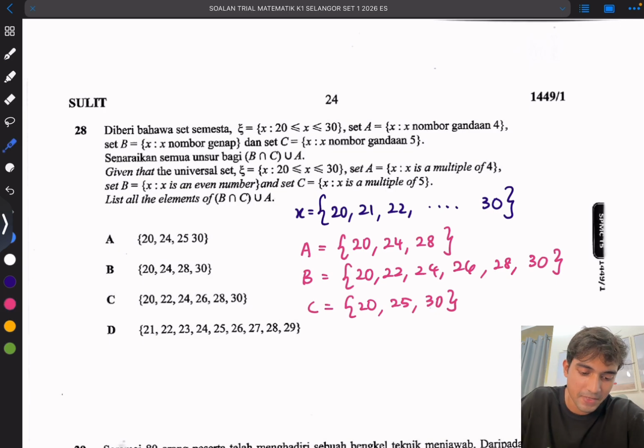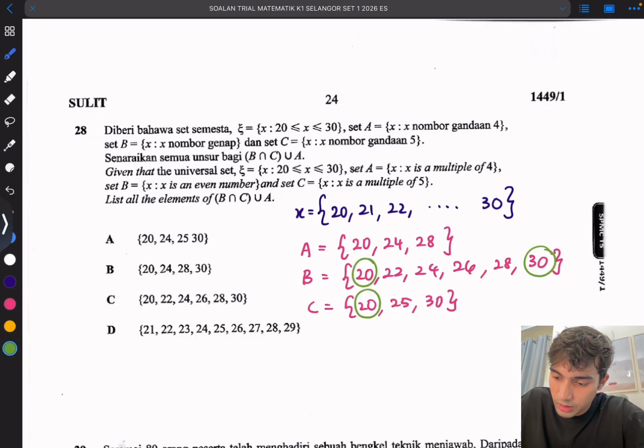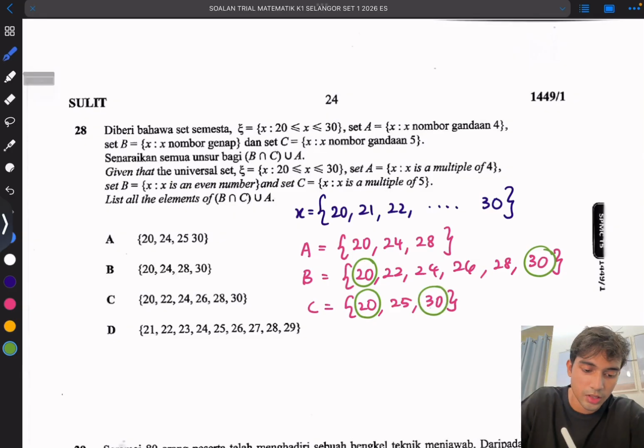List the elements of B intersect C union A. So we do the bracket first: B intersect C. Whichever are the same in B and C, you circle. You get this: 20 and 30.